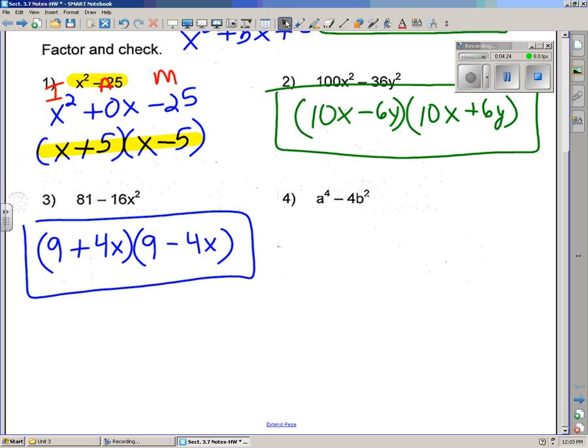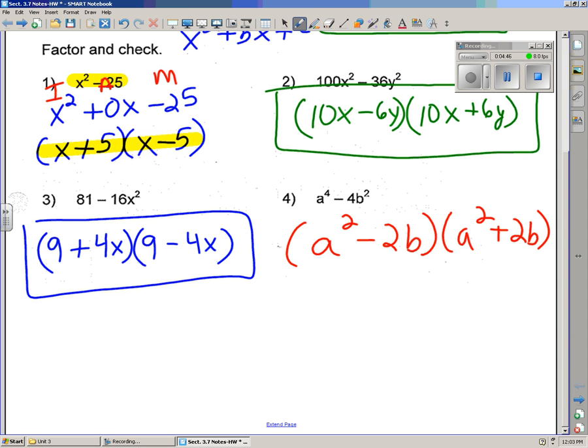When you look at the next one, again, two terms, subtraction sign, both being perfect squares. Remember, any even exponent is a perfect square because you just divide it in half. So what's going to happen here is I'm going to get a squared minus 2b and a squared plus 2b. And that's going to give you your difference of two squares answer.